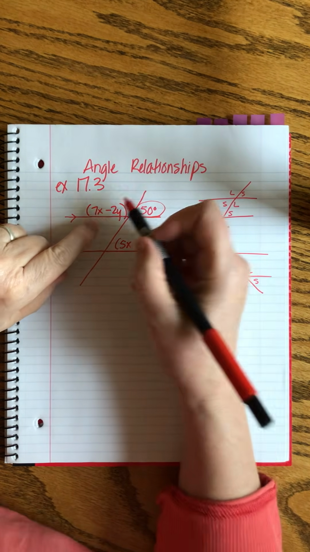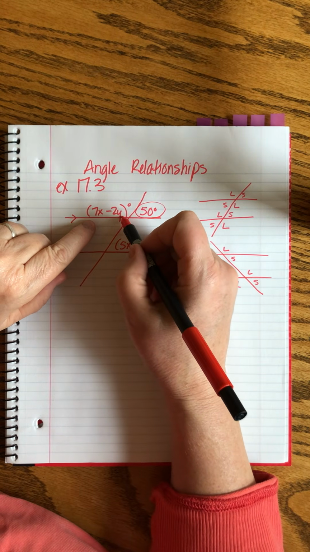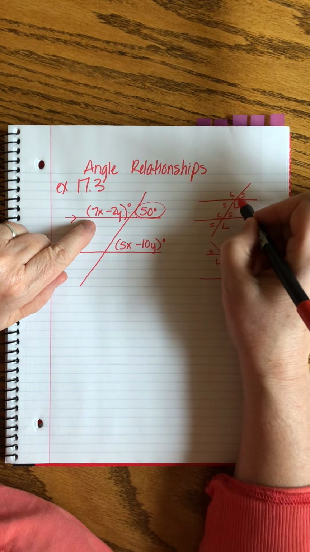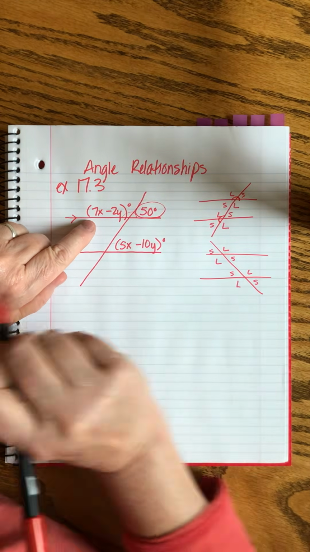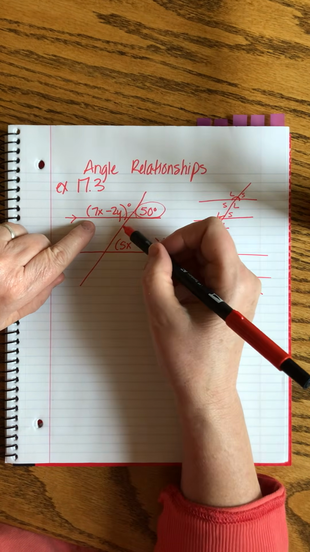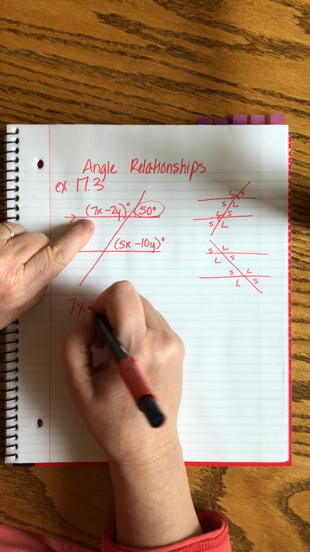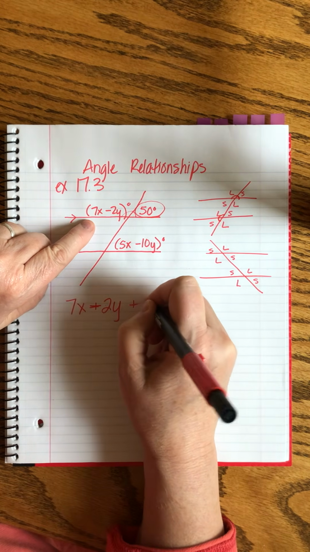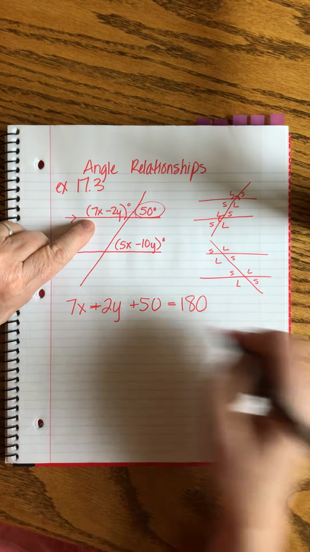I can see that this angle, whatever this weird thing means, plus this is equal to 180, right? Because that's true on all of these. This equals 180, that equals 180, right? There's different ways we can find those straight angles going through here. So I could say that 7x minus, not plus, 2y plus 50 equals 180. That would be a good starting point.